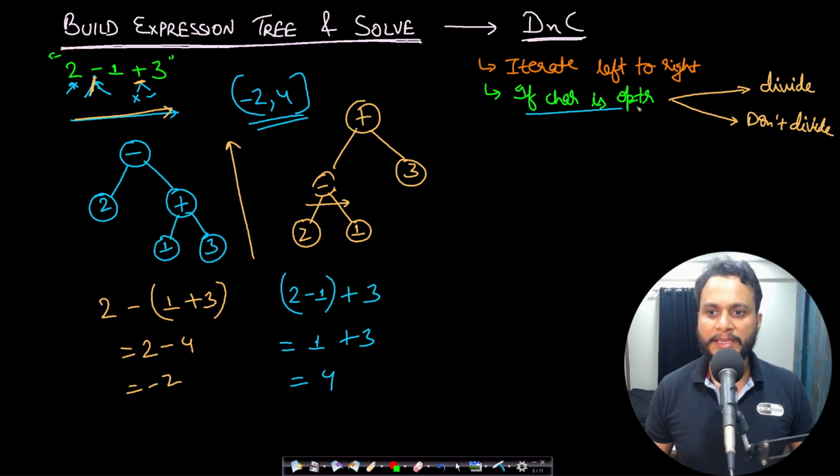So if we see any character which is an operator, then we can choose to divide the entire expression into two parts at that given point. Otherwise we do not choose to divide at that point and skip it over and see some future operators, right? So this is just the divide and conquer approach.